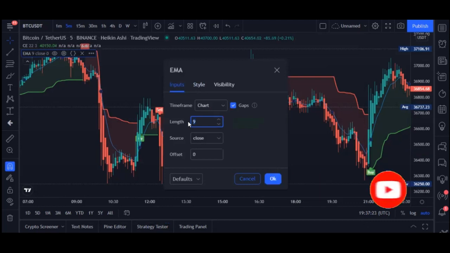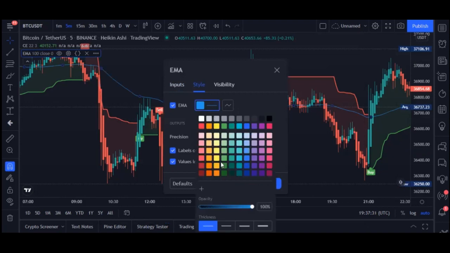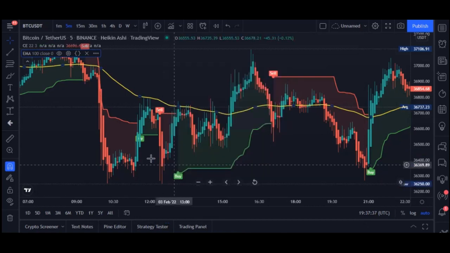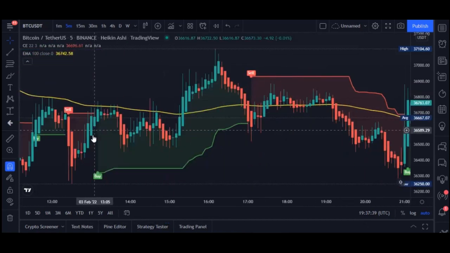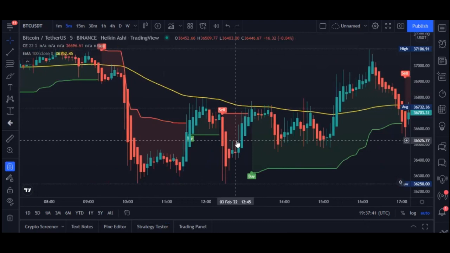If I'm scalping the market, 100 is okay for me, so I'll use 100. Once I set 100, I come to the style and make the line thicker. I can change the color to whatever I want, and just click OK. Now, how we use this moving average is to determine the trend of the market.